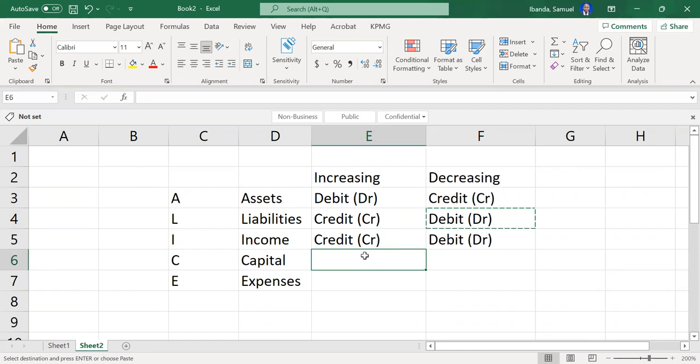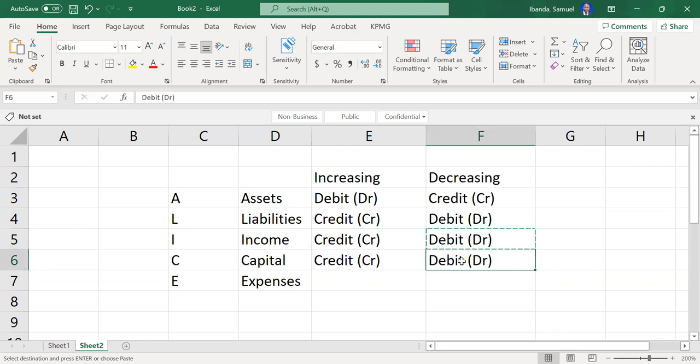The owner contributes money to the business, but they can also contribute assets to the business. Now, whenever the owner contributes money in terms of cash or assets to the business, we usually credit capital. That means that whenever capital is increasing, we credit it, and we usually debit it when it is reducing.